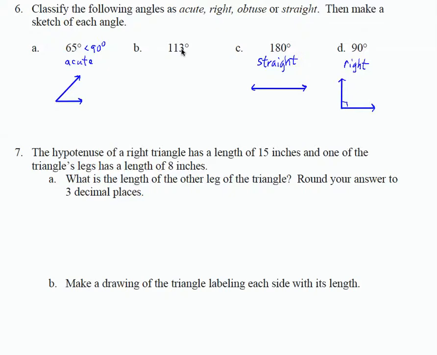113 degrees is bigger than 90, but less than 180. That means 113 fits the criteria for an obtuse angle. So again, if I draw an obtuse angle, something that's approximately 113 degrees, I just want to draw an angle that's bigger than 90 but less than 180.